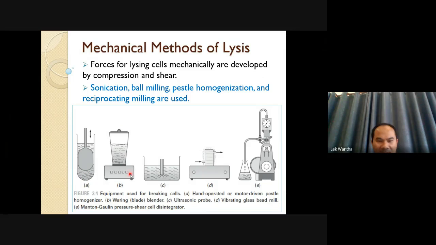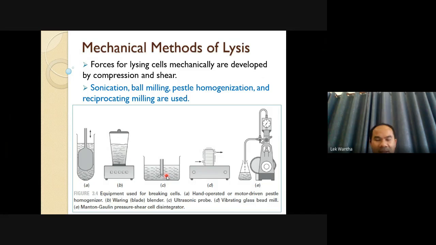And the second one, we have it like this. This is like the impeller. That's not an impeller, it's the blade. You rotate the blade, you have the cell, and it breaks the cell.